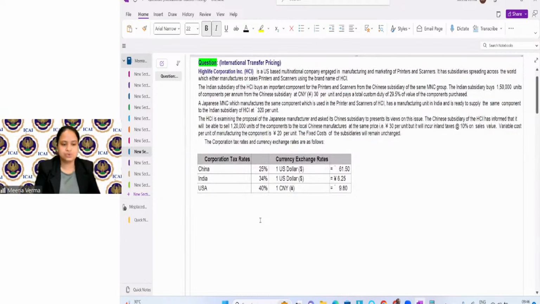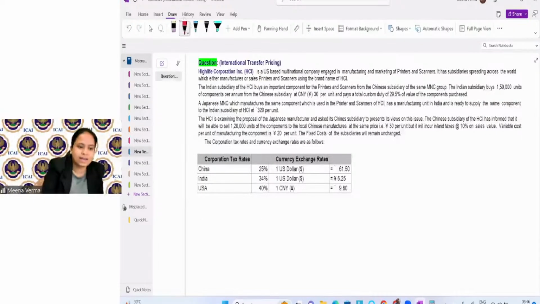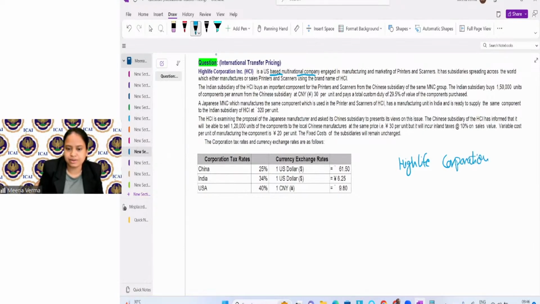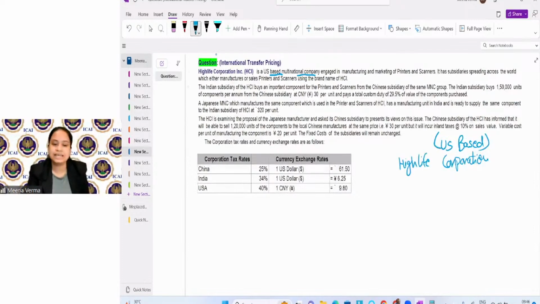Okay, now let's do this. So what is happening here? High Life Corporation Incorporation is a US based multinational company. So the name of the company is High Life Corporation. It's a US based company. It is engaged in manufacturing and marketing of printers and scanners. It is engaged in producing the printers and scanners.